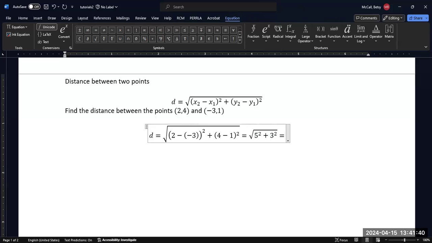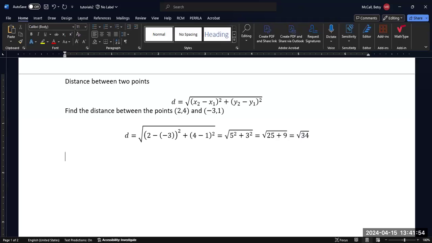And so we're going to end up with 25 plus 9, which is going to be the square root of 34. And again, expect square roots unless the problem is chosen extremely carefully. You're going to end up with square roots.